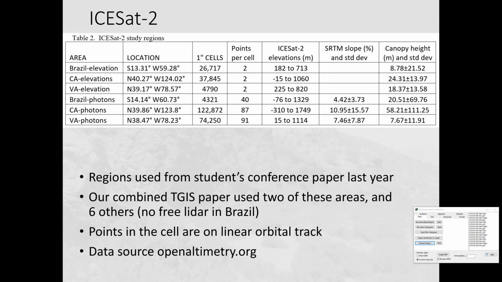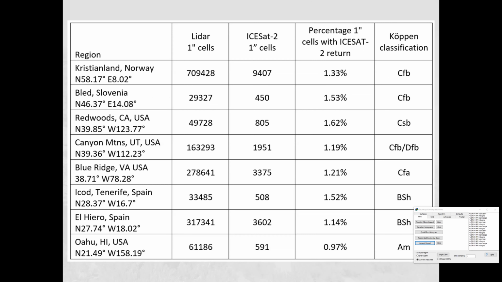And the source of our ICESat-2 data was from openaltimetry.org, which is, in my view, a much more GIS-friendly source of data than some of the other alternatives. So here are the locations we looked at. And the key thing to look at here, the column has the number of LiDAR 1 arc second cells that we could use. And the next column is the number of ICESat-2 cells. And you notice that the percentage of the cells with ICESat-2 is about 1 to no better than 2%.